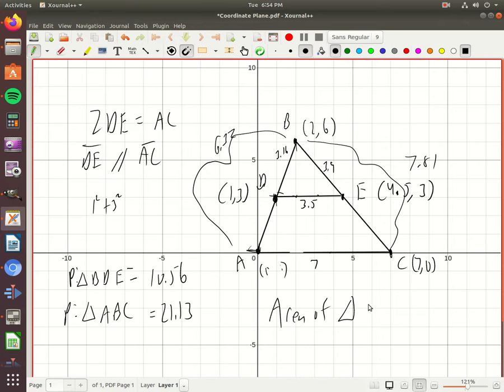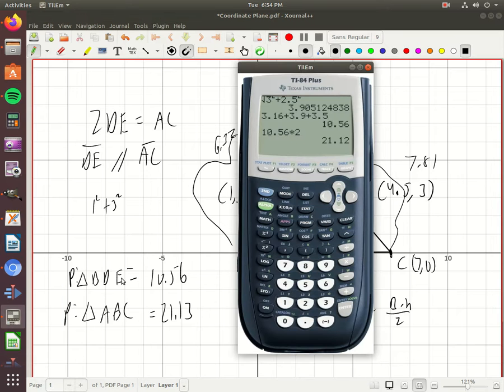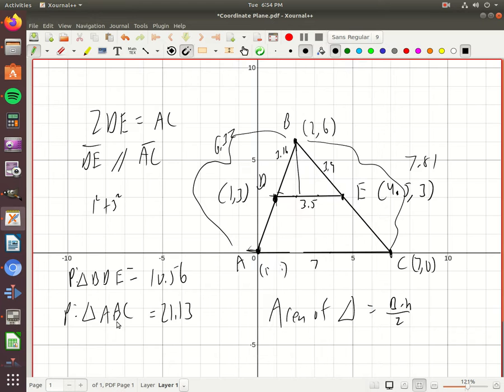The area of a triangle equals base times height divided by 2. So this one is 3.5 times 3 divided by 2. And we get 5.25. So the area of triangle BDE was, I think it was 5.25, right? It's 5.25.